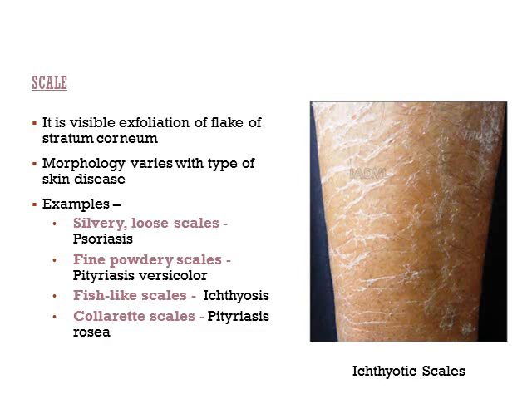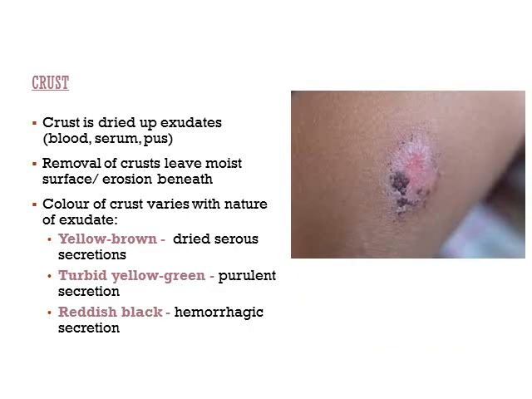So scales are a visible exfoliation of flakes of stratum corneum. It means a very superficial removal of skin, as if the skin is growing faster and the dead skin is accumulating on top. Crust is dried up exudate. Whatever secretion is there on the lesion gets dried up and forms a crust. Removal of a crust usually leaves behind an ulcer or erosion.